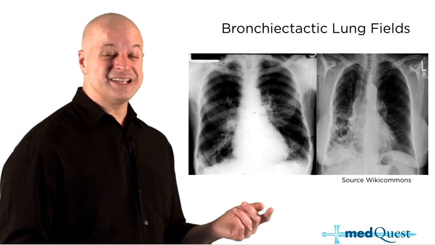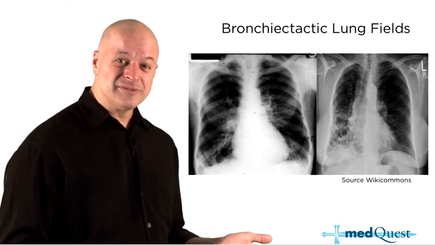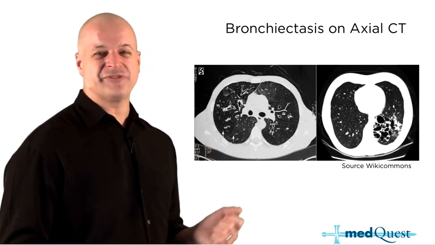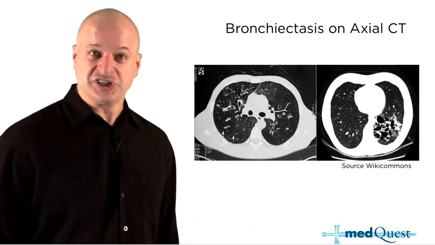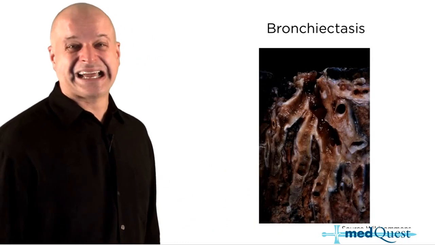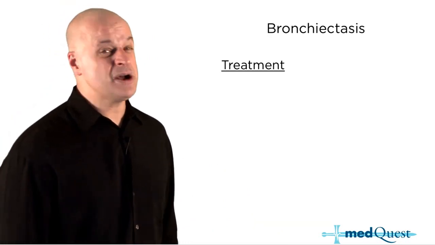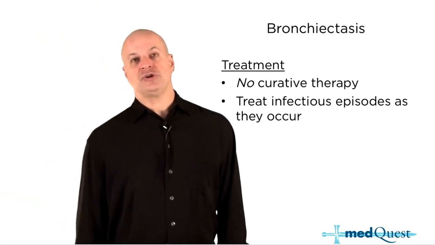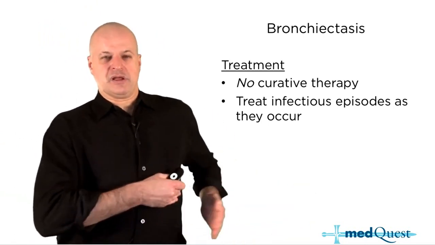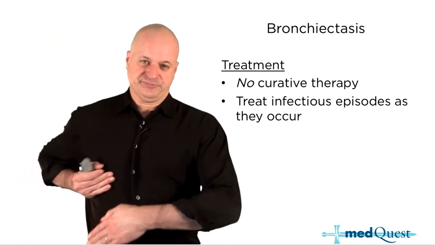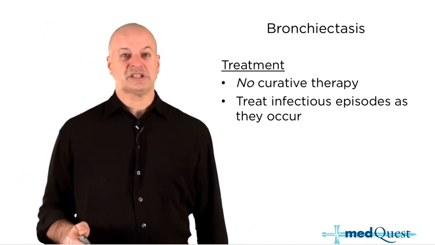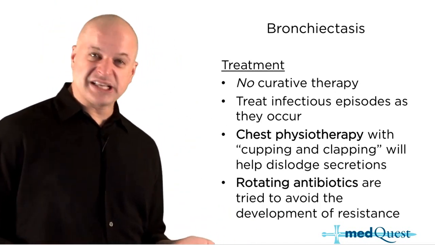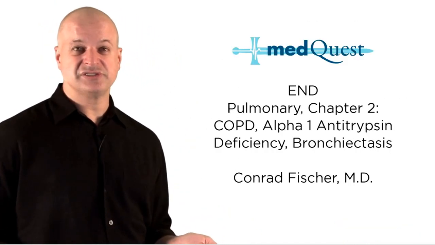Well, you can't. Look at all this crunchy stuff, look at the holes and nasty stuff over there. You can't fix it. You can't reverse it. All you can do is treat the infections as they come up. But you have nothing to reverse the bronchiectasis. You can do cupping and clapping, that's what I do. Or take a week of antibiotics. Rotate the antibiotics around so you don't get resistance.